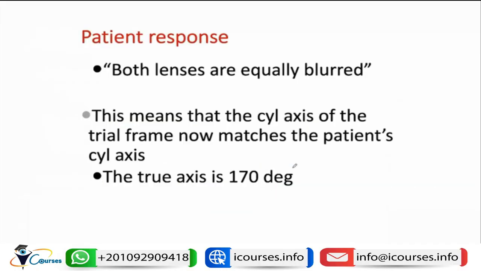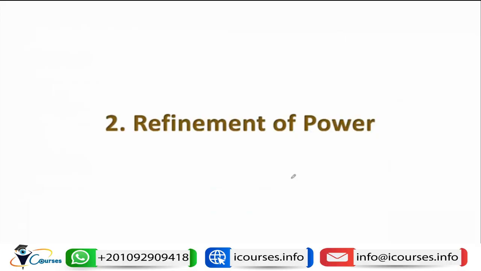If the patient says that both images are equally blurred, then this means that the cylindrical axis of the trial frame matches the patient's cylindrical axis, so the true axis will be 170 degrees. Do you have any problem with the refining of the axis?